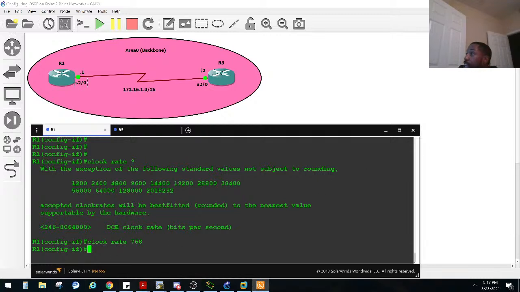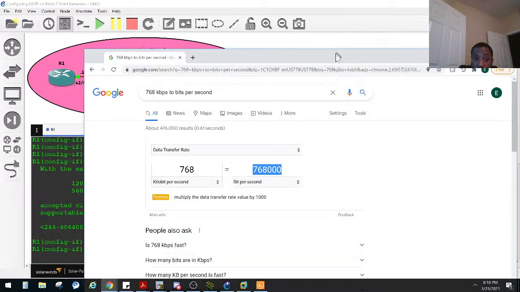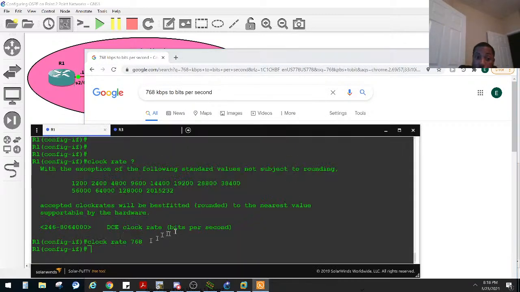768 kilobytes is how many bits per second? Anybody know that? I should give y'all that as the pop quiz. 768 kbps to bits per second is actually 768,000. This is what we needed. I'll show y'all what I did. I just Googled it, because I didn't know that by heart. See, so it could have taken the 768, but that's not what we're doing here. What we would be doing is putting 768 bits per second.